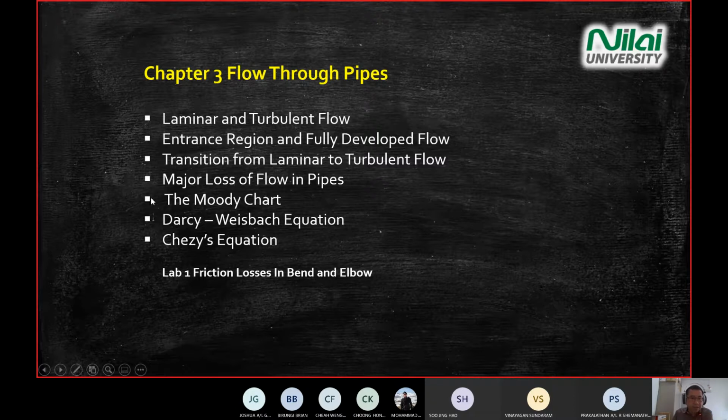So today we're going to look at major loss and the Moody chart, mainly how we apply the Moody chart. For the first hours of today, we're going to cover chapter 3 this morning. And just for your info, chapter 3 is inside your midterm test content.